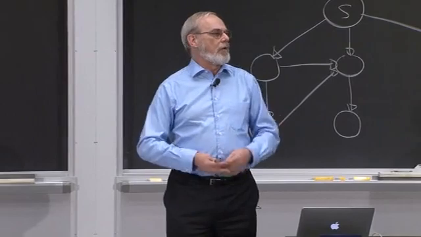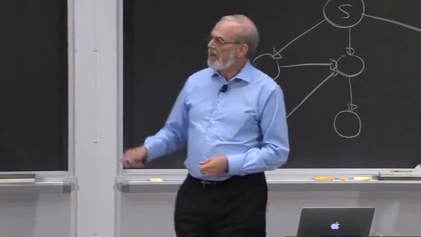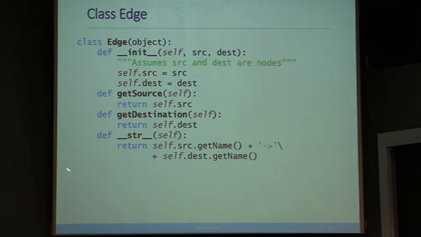The next 2 things are straightforward. I can get those things back out. And then the final piece is, when I want to print out what an edge looks like, I'm going to ask that it print out the name of the source, and then an arrow, and then the name of the destination. So notice what I do there.